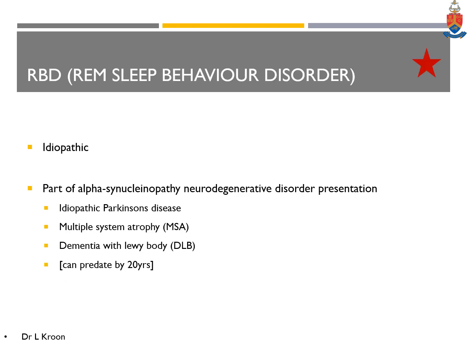Okay, so this is just a slide about RBD, or REM sleep behavior disorder, that I mentioned. It can be seen in Parkinson's disease, MSA or DLB. The important thing here is that these disorders can predate the onset of these neurodegenerative conditions by up to 20 years before the onset of these conditions.